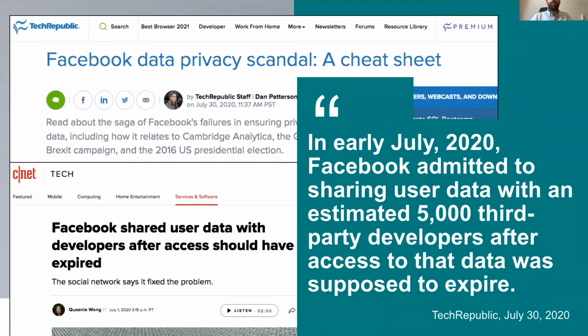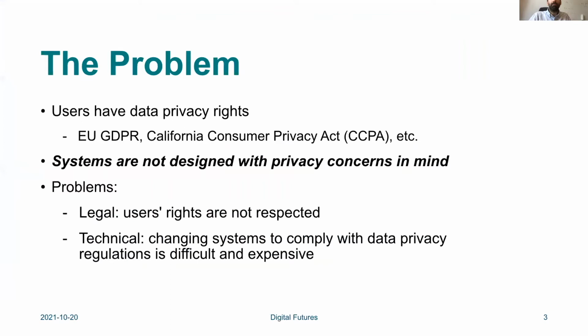Processing personal information is a big issue in widely used systems such as social networks. Unfortunately, we regularly see incidents where personal user data is shared in ways that are not permitted according to privacy rights and regulations. The main issue is that current software systems are not designed with privacy concerns in mind. The resulting problems are both legal, where users' rights might be violated, and technical, since it's very difficult and expensive to change systems to comply with data privacy regulations.